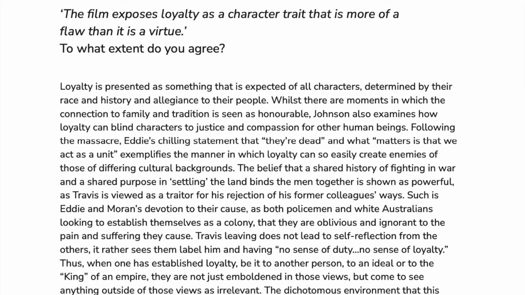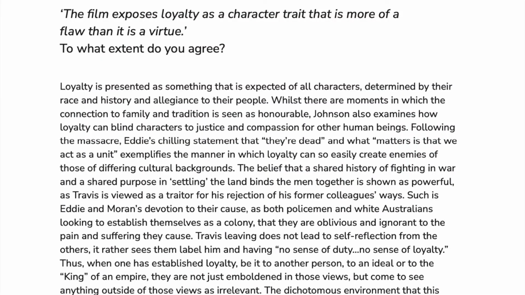The belief that a shared history of fighting and war and a shared purpose in settling the land binds the men together is shown as powerful, as Travis is viewed as a traitor for his rejection of his former colleagues' ways. So, like most paragraphs, here in the meat of it, we're really putting forward that evidence. And there's some quotes that have been embedded. It's maybe a little bit heavy-handed in that it outlines a couple of things that are said. There's plenty of evidence there.